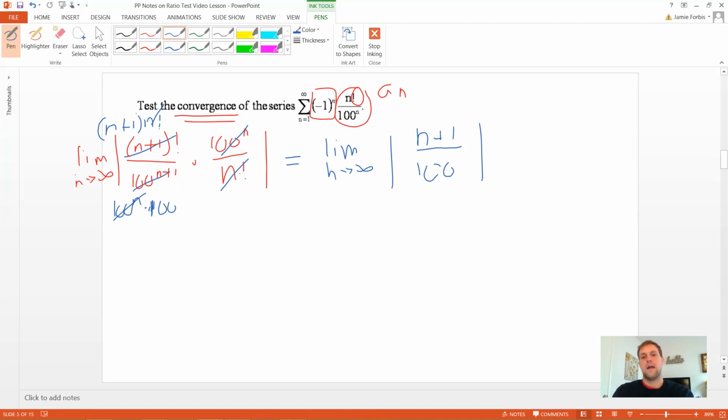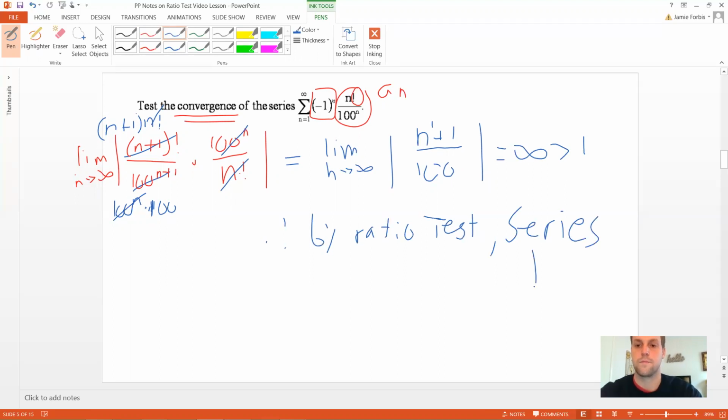Now, as I take the limit to infinity of n plus 1 over 100, if you use your n behavior rules for rationals, you have a power of 1 on top and a power of 0 on bottom, so you have a higher power on top. That limit is equal to infinity. And infinity is greater than 1, so therefore, by the ratio test, the series diverges. Any questions on that? That wasn't bad, right? So that's the ratio test.